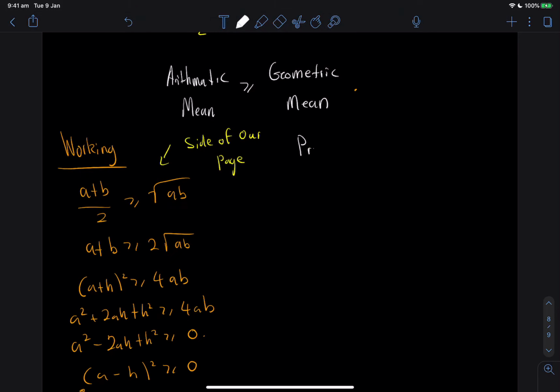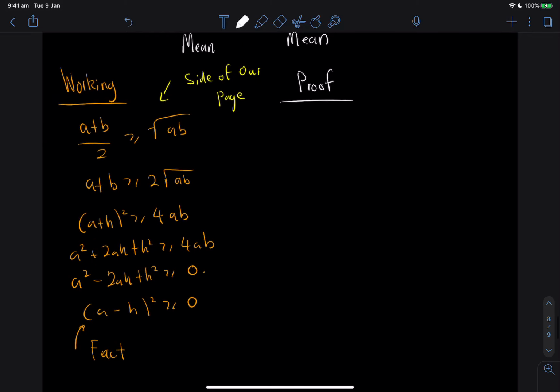So I'll just write proof and we'll go about that. Now all I'm going to be doing essentially is starting off with the given fact. So (a - b) squared is greater than or equal to 0, and we know this is true because any number squared is greater than or equal to 0. And expanding this now, a squared minus 2ab plus b squared is greater than or equal to 0.